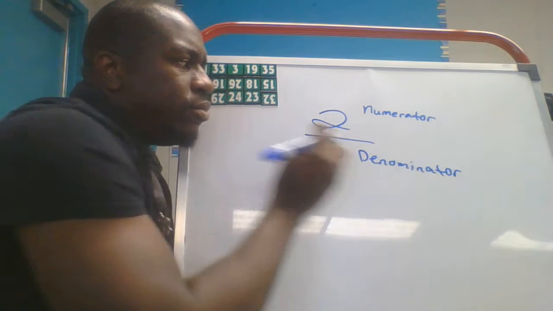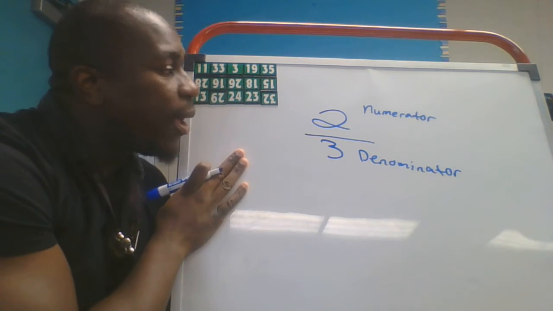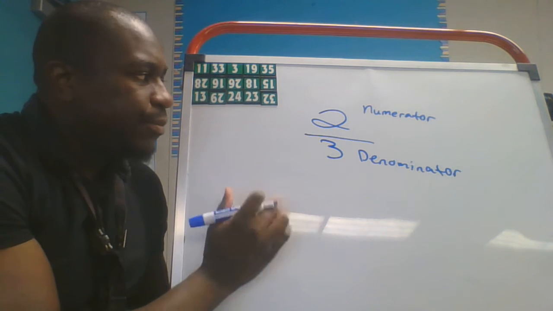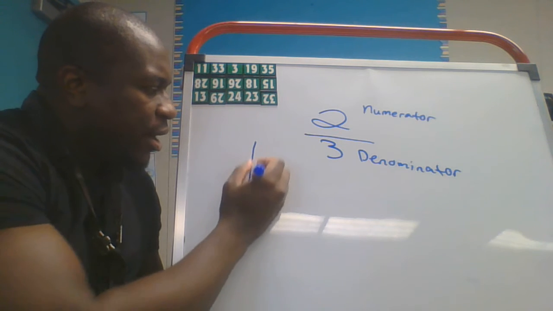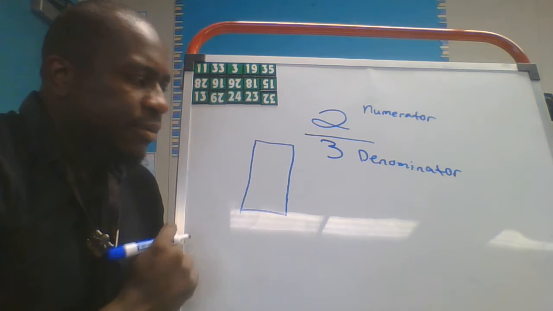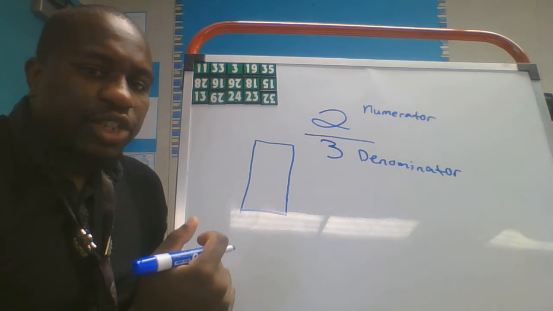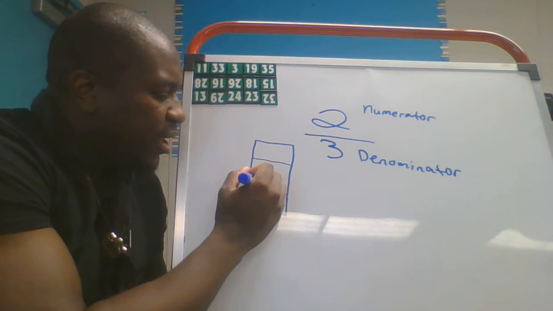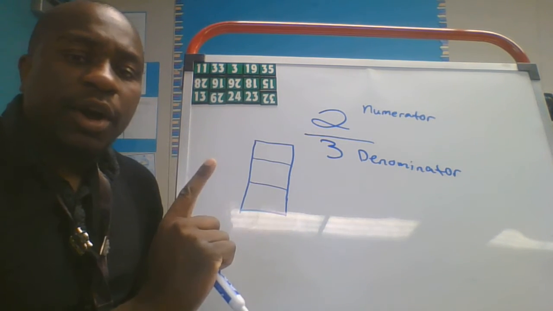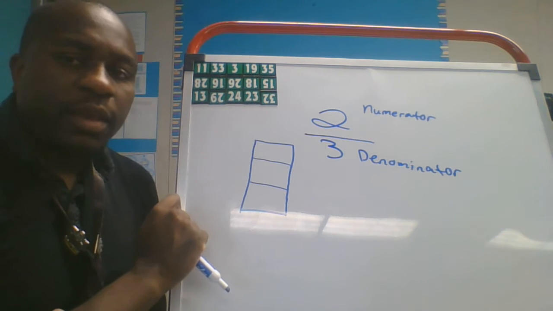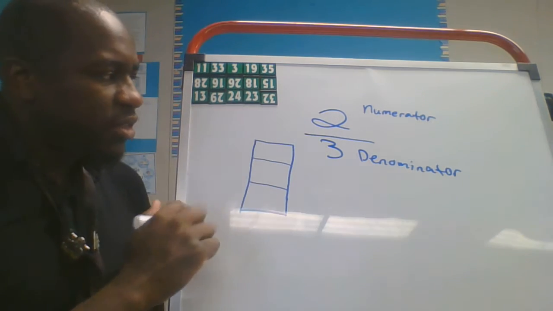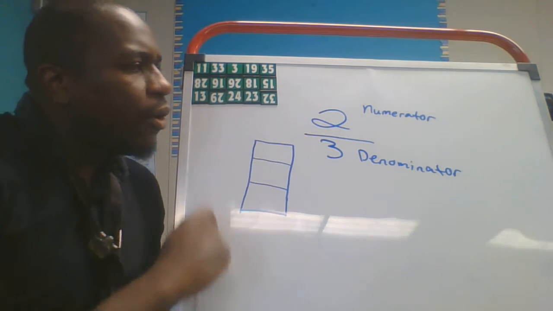Now, what do these numbers actually represent? They have a specific meaning. I'm going to explain this by drawing a picture for you. The denominator tells us how many pieces we need to have one whole. Let's say you have a chocolate bar, and that chocolate bar has three pieces to it. In order to have one whole chocolate bar, you need all three pieces of that chocolate bar, right?